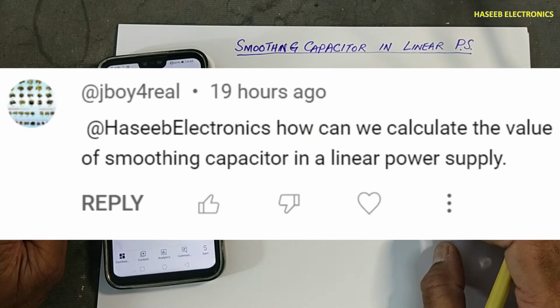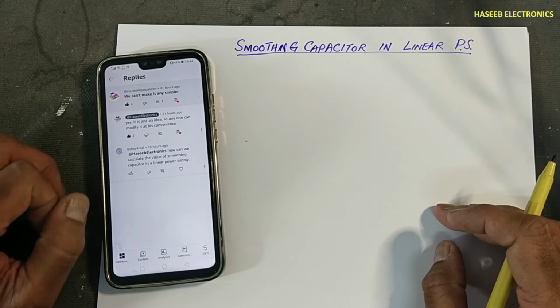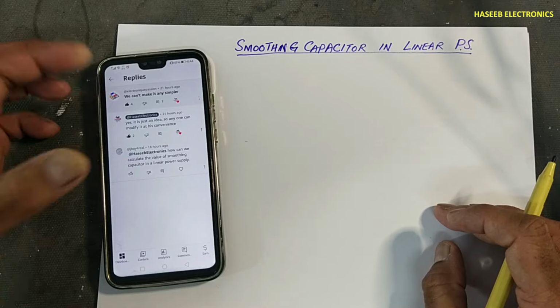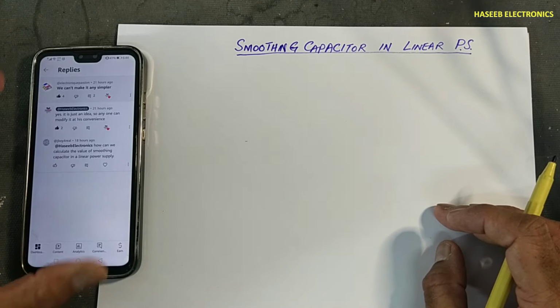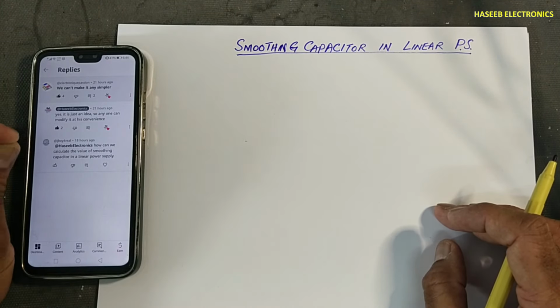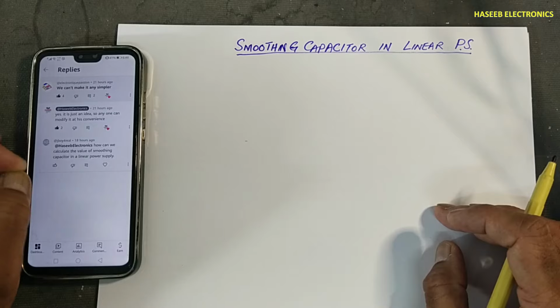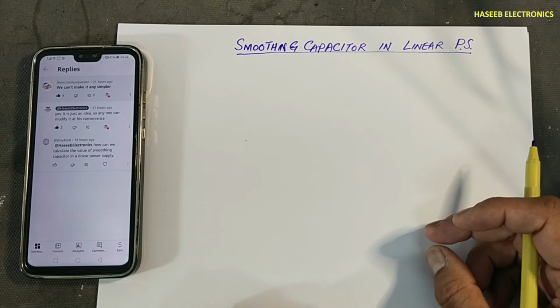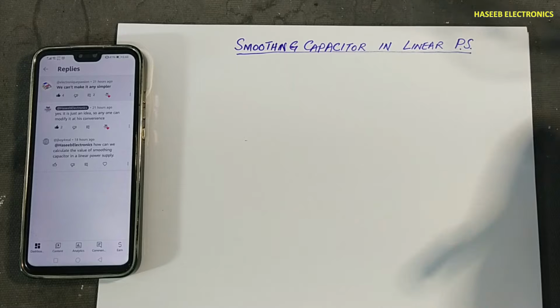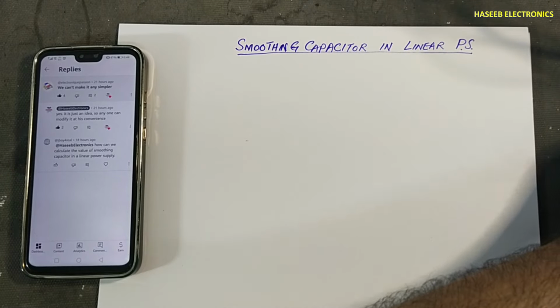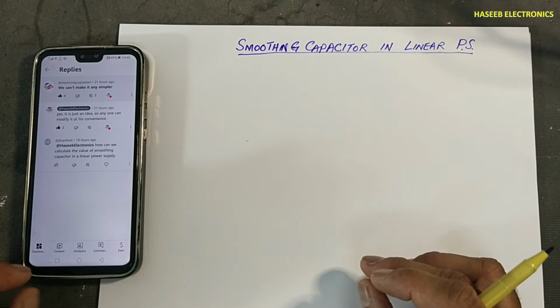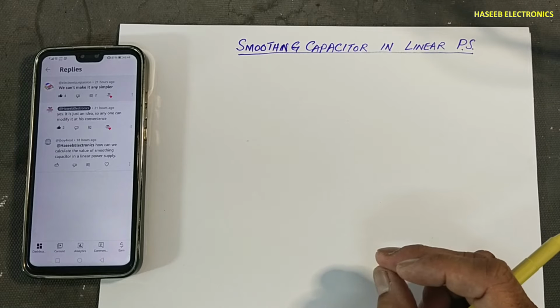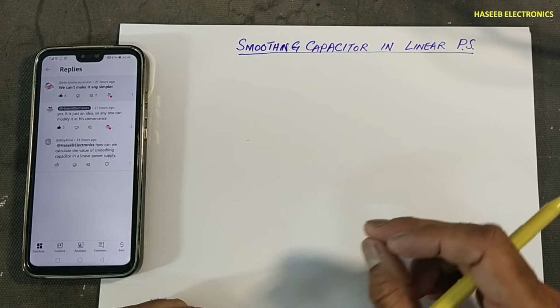How can we calculate the value of smoothing capacitor in linear power supply? This is a question from my viewer. To understand capacitor value calculation, we need some considerations. For that purpose, it is the best way to calculate a complete power supply, to find the exact value for our calculations and to understand different parameters.